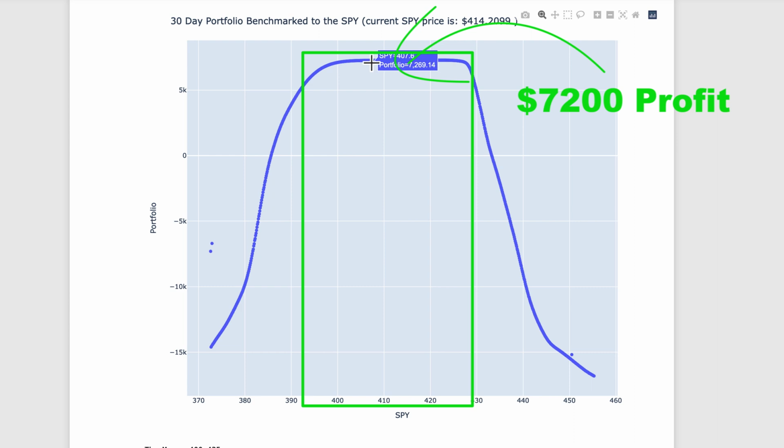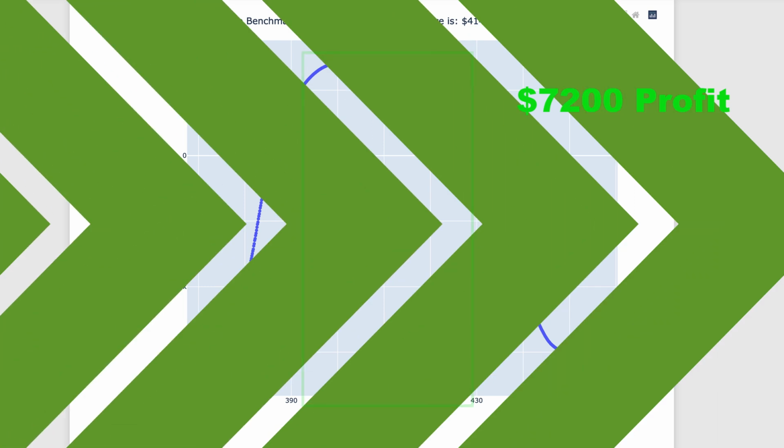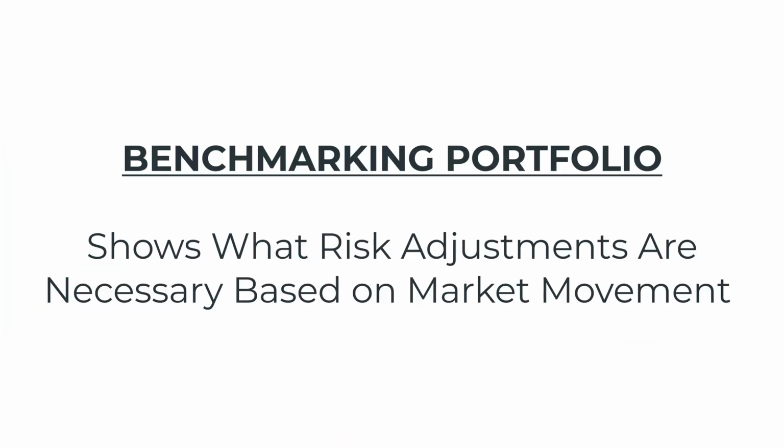And that's essentially what benchmarking does. It's basically saying, based on where the major index you're benchmarked to, in this case the SPY, how is your portfolio going to perform? What are the risk adjustments that need to be made to your portfolio based on the movement in the market?